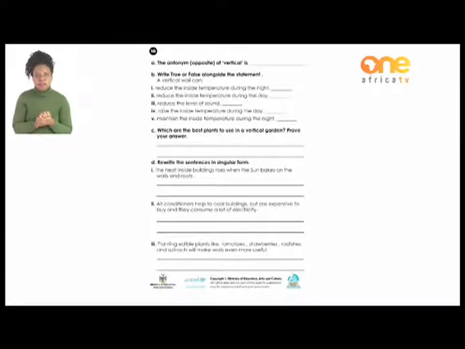Can you just quickly take a look at number D? It says there, rewrite the sentences in a singular form. The heat inside buildings rises when the sun bakes on the walls and roofs. So what you need to do first is identify the nouns that are in a plural, and then you rewrite the whole sentence in the singular form.